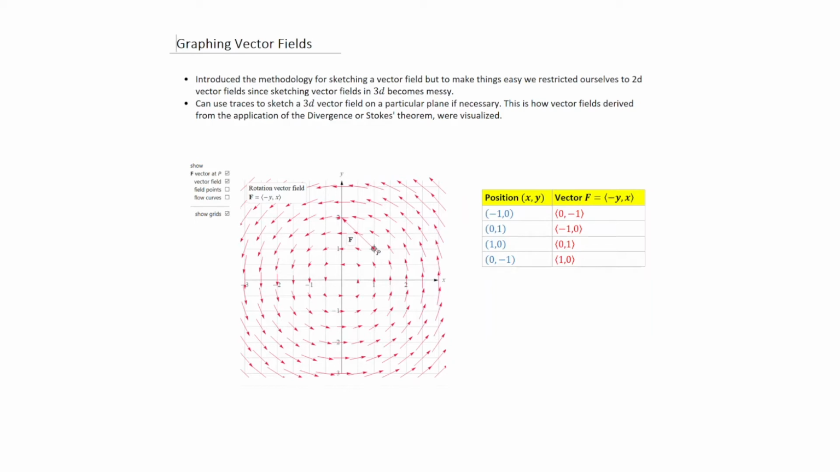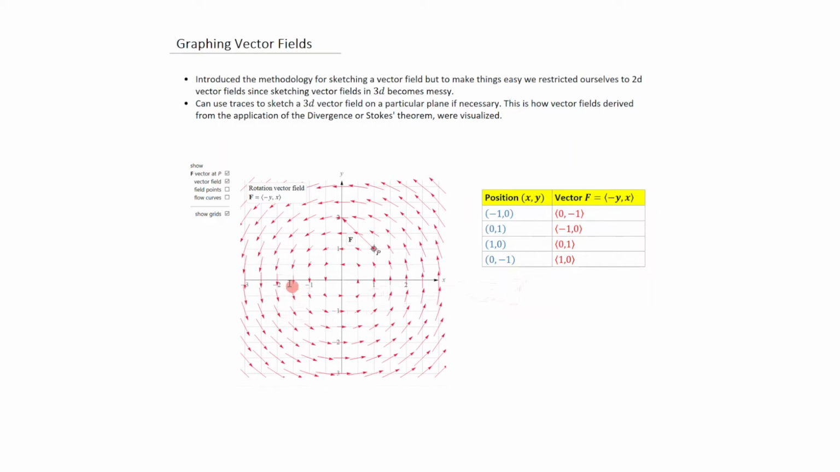The main point here when graphing was to identify the individual points, and so I had set up a table. So for example, at a position say -1, 0, that would put you at a point out here somewhere. At this location, what would the vector be? Well, the vector would essentially be, in this case, to take the x component and put it here, which would be -1, and the y component would be 0. That means the vector at this location would be 0, -1, which means it would be pointing downwards. And you could do that for a number of points.